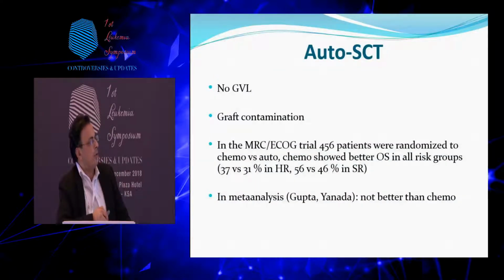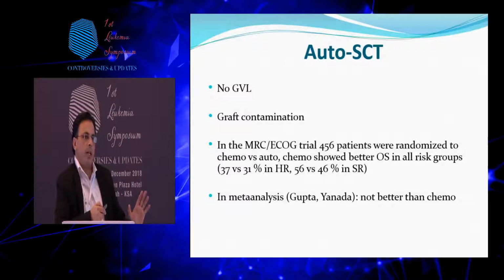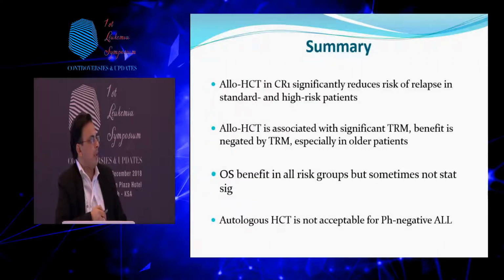Autologous transplant in Philadelphia negative adult type ALL. As you know, there is no graft versus leukemia, and there is the possibility of graft contamination. In the MRC ECOG trial, which is the largest trial, we have a clear answer about that. Auto transplant is not an option for Philadelphia negative ALL. They always do worse than chemotherapy treated people. So auto, forget about it in Philadelphia negative ALL.